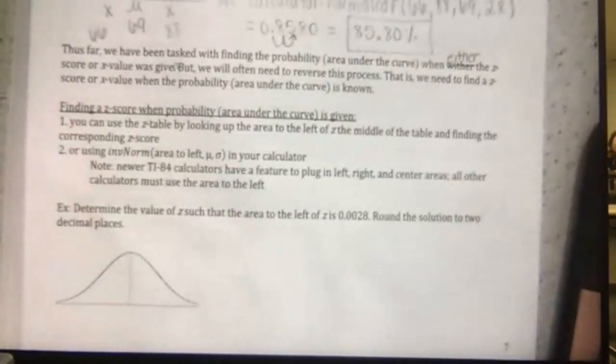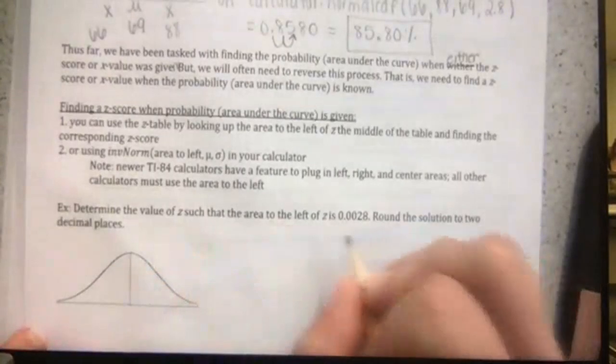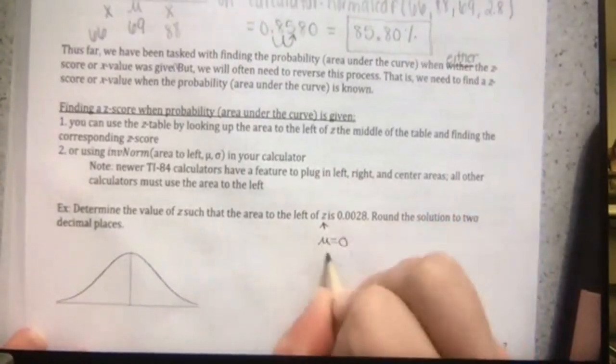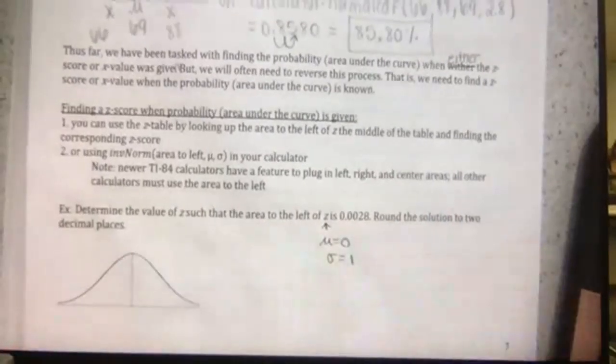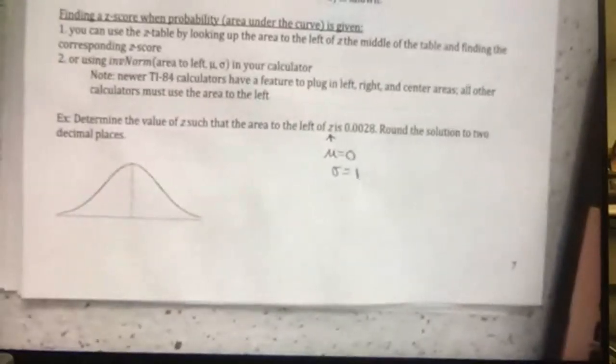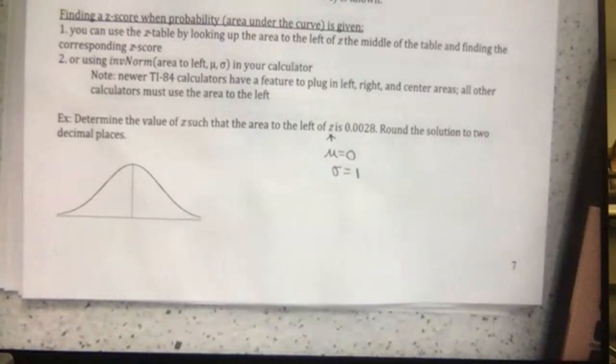Let's do an example. Determine the Z value such that the area to the left of Z is 0.0028. Round your answer to 2 decimal places. Okay, so it tells us Z. So we're going back to standard normal. So our mean is 0 and our standard deviation is 1. Notice it doesn't tell us a mean or a standard deviation. But because it's Z, we know automatically that it's going to be 0 and 1.